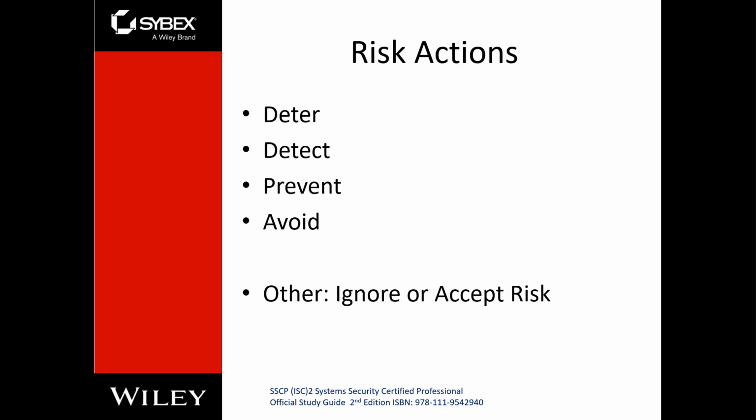You can deter the risk of getting into a car accident by maybe driving at off-peak hours, or maybe having a much larger vehicle. You can avoid the risk of getting into a car accident by, well, not getting into a car accident. You could prevent it by not leaving your house. So again, these are just generic examples of how we could look at those different risk actions. Again, this is not a complete list. This is just what is brought up in our text.